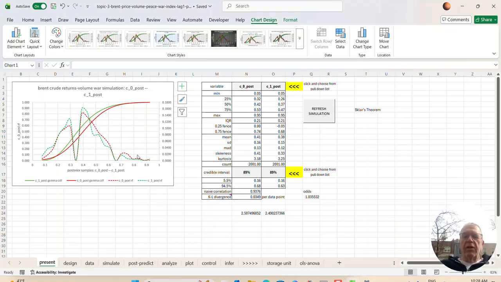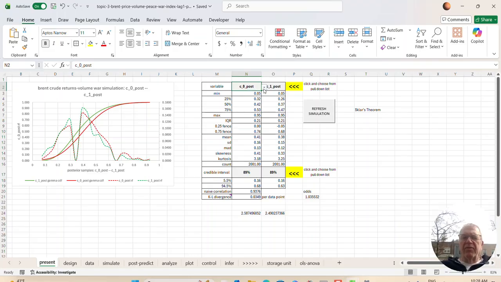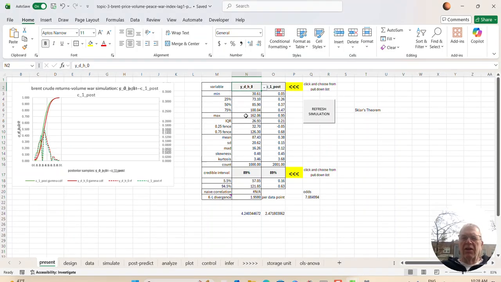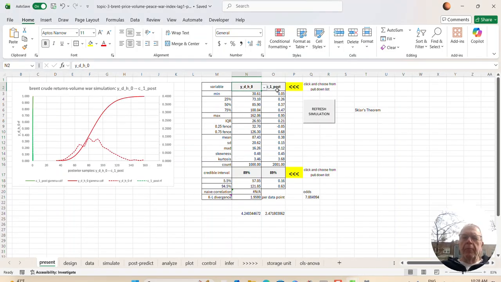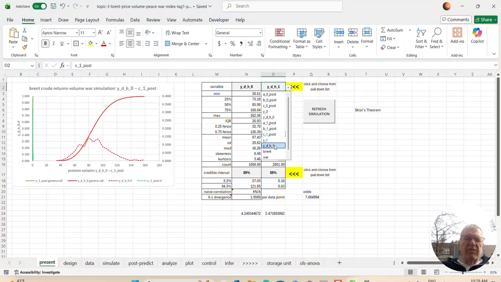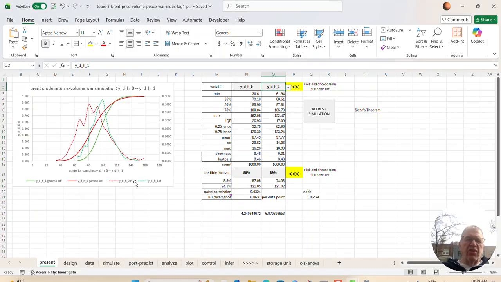Well, let's look at the model itself. Let's look at YD0. That's the model outcomes. And you see it does have the same shape as C1 post. Now you see that there's the divergence.